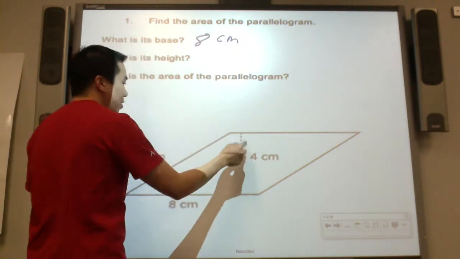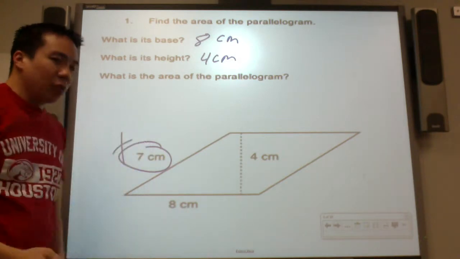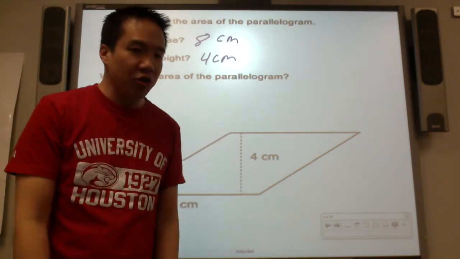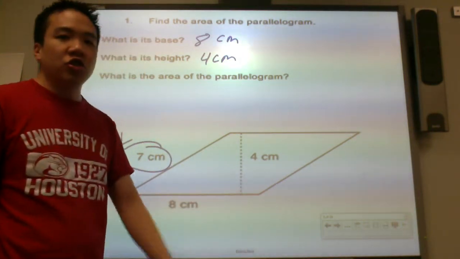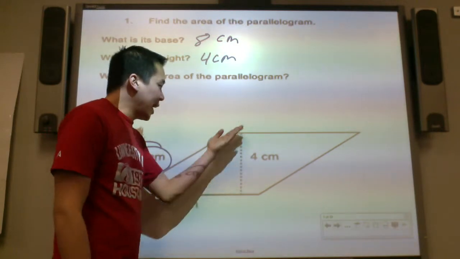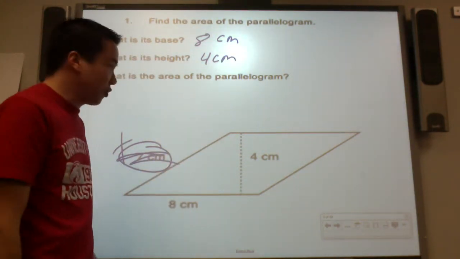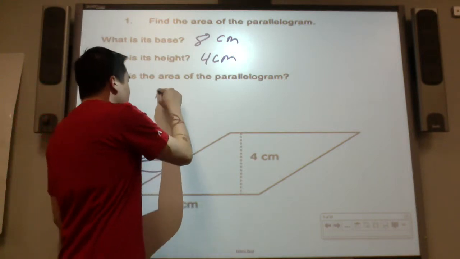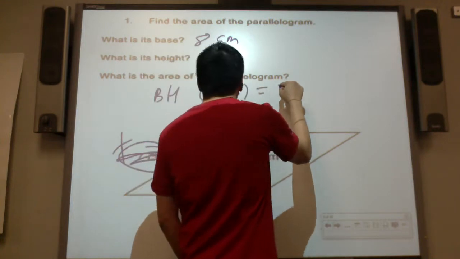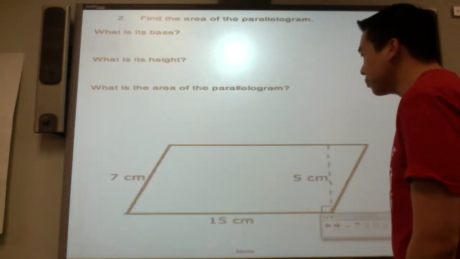What is the height? 4 centimeters. This other number is to trick you. Think about it. When you measure your height, you stand as straight as possible. You're not going to lean over or slouch, because if you do, then you're shorter than what you really are. So you find a base and a height. Sometimes they will put extra numbers to trick you. This is extra junk information. So you multiply 8 by 4, which is 32 square centimeters. That is the area of the parallelogram.